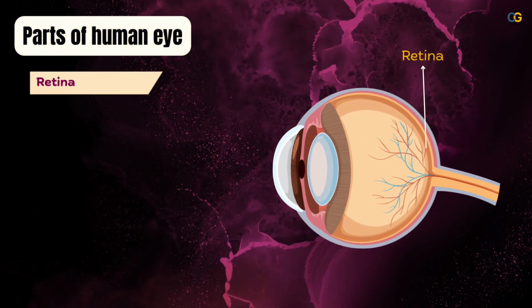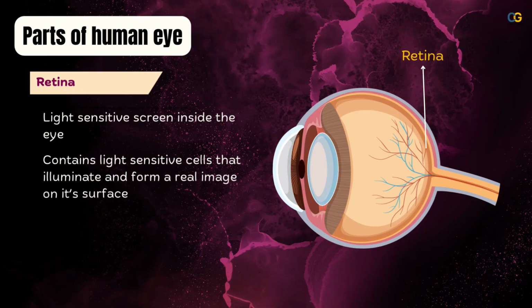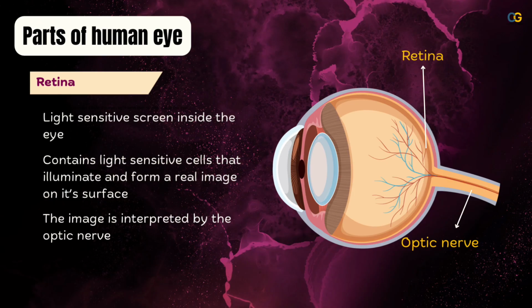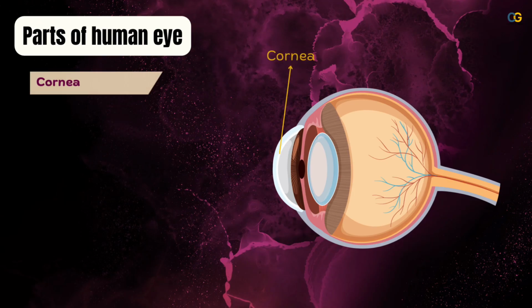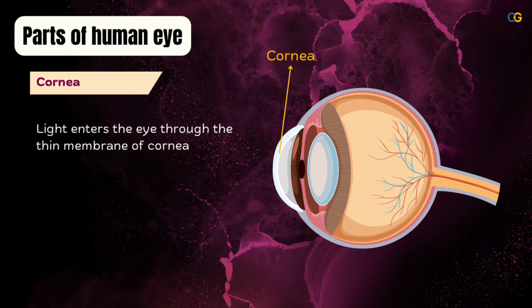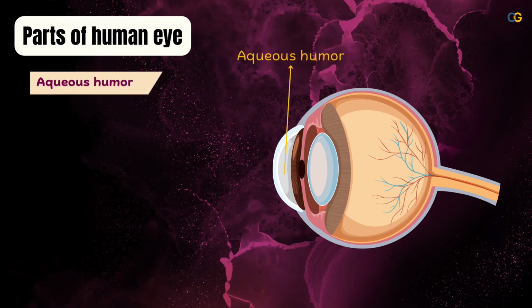Retina: a light sensitive screen inside the eye which contains light sensitive cells that illuminate and form a real image on its surface. The image is then interpreted by the optic nerve. Cornea: light enters the eye through the thin membrane of cornea and maximum refraction of light occurs here. Aqueous humor acts as the lens along with the cornea.